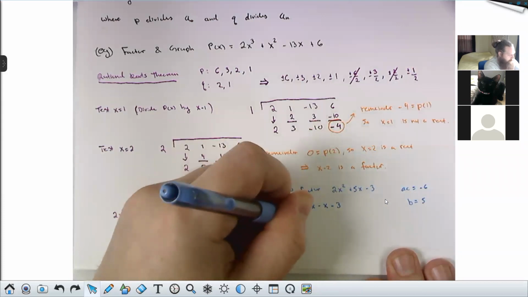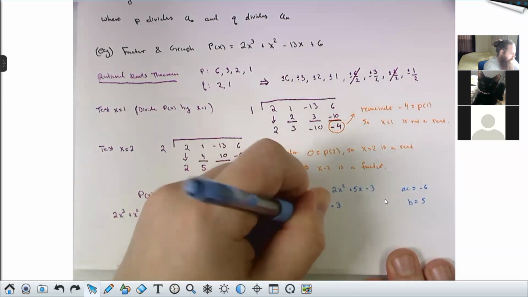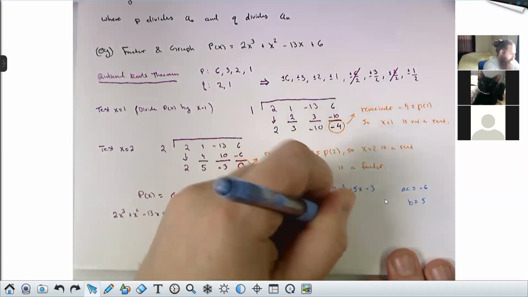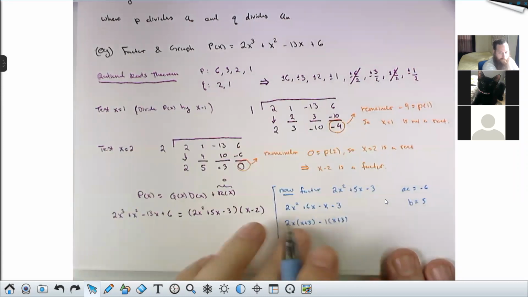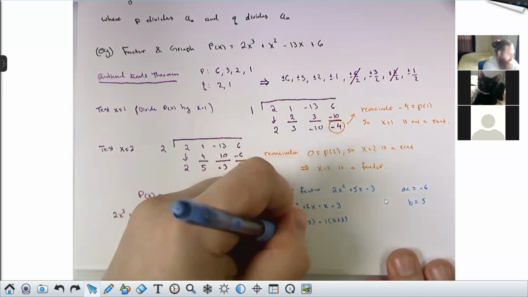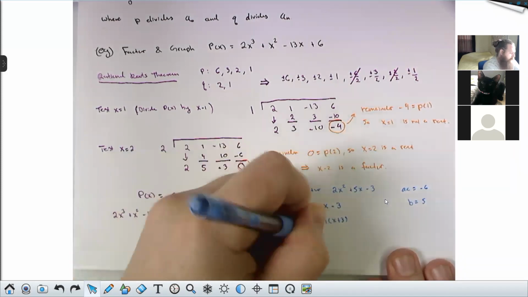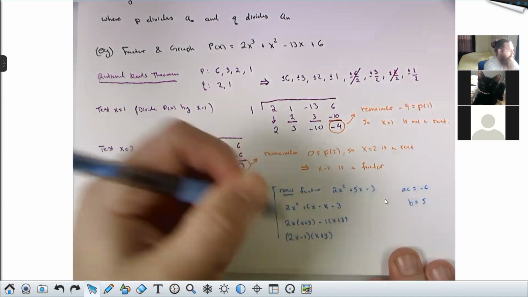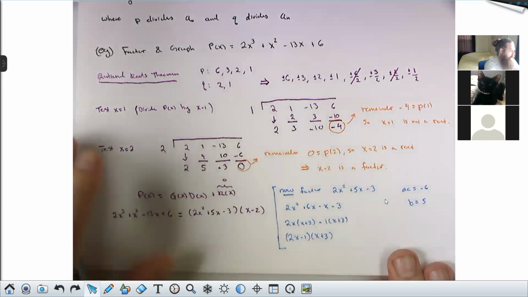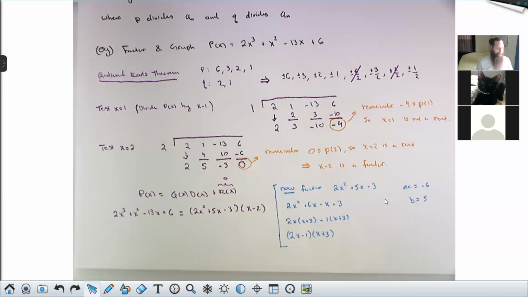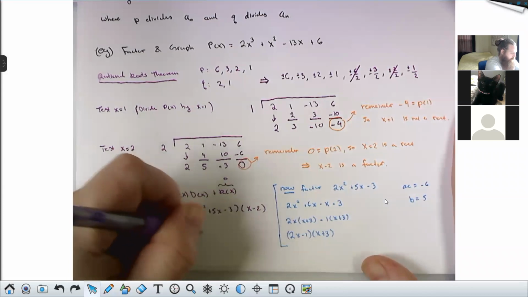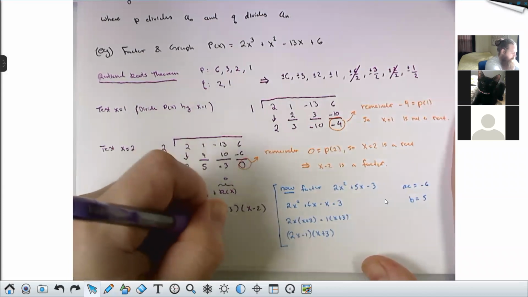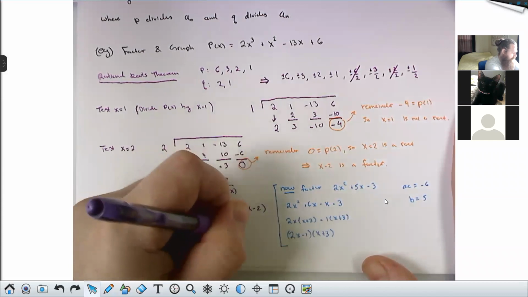I can pull a 2x out from the first group, and I'm left with x plus 3. I can pull a minus 1 out from the second group, and I also am left with x plus 3. So I can factor the common term, x plus 3, out, and what's left is 2x minus 1. So I have 2x minus 1 times x plus 3. That's just factoring that quadratic. Which means my polynomial is 2x minus 1 times x plus 3 times x minus 2.